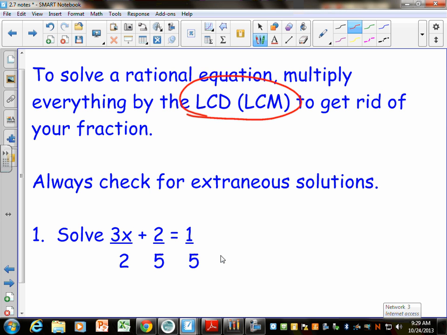That's right. If you were going to solve this by getting rid of your fraction using the least common denominator, you would say 2 and 5. What would be the first number that 2 and 5 share in common? 10. And so you can multiply everything by your common denominator and you eliminate your fractions, right? Because 2 goes into 10 5 times, and you would be left with 15x. 5 goes into 10 2 times, so 2 times 2 would be plus 4, and 5 goes into 10 2 times, and that problem looks a lot easier to solve than that problem.